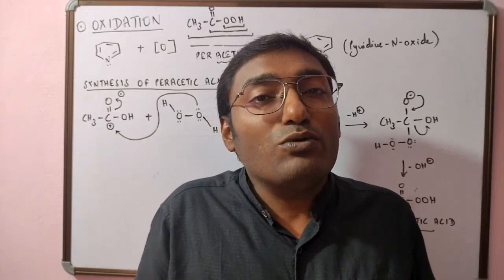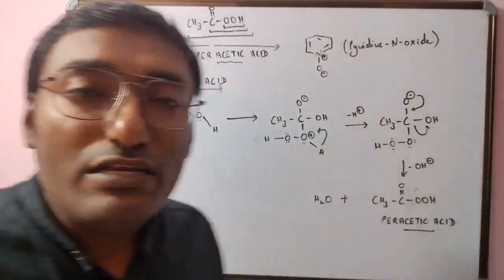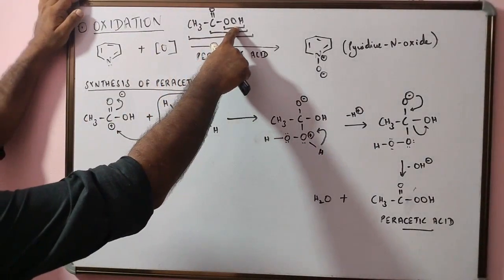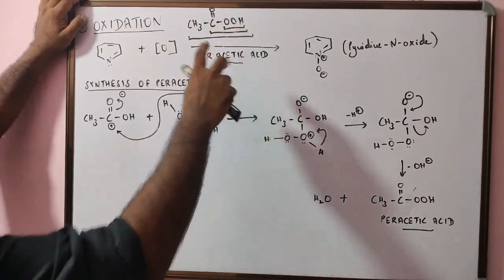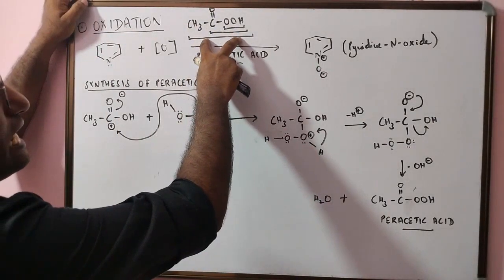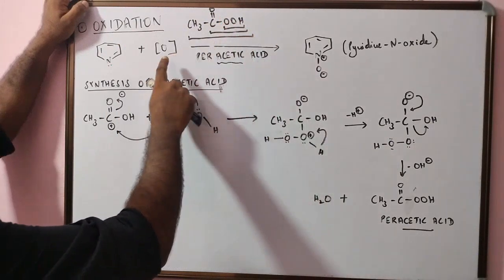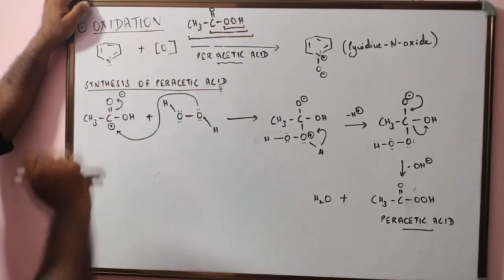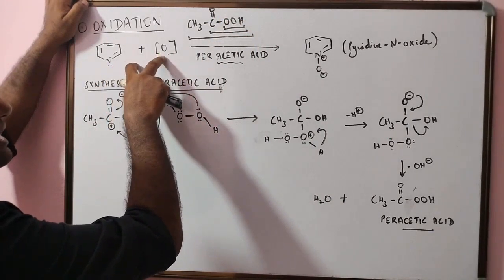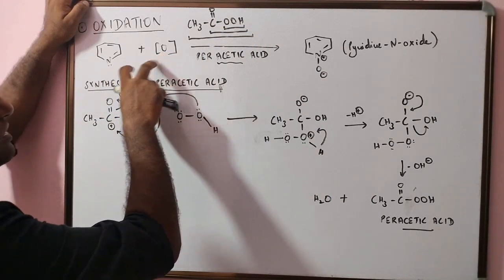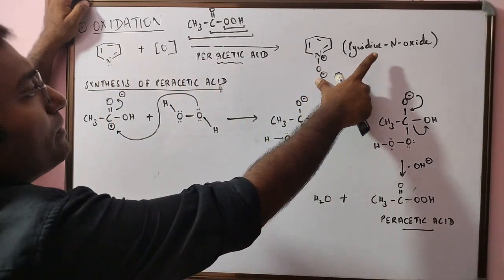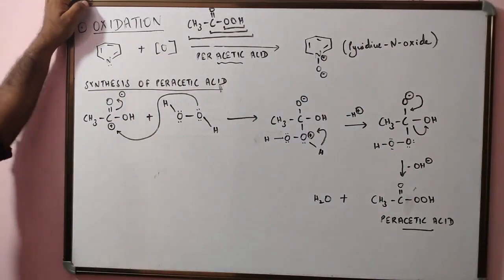Well, to understand how this oxidation works out, we need to understand three things. Number one, what is peroxy acid and how peracetic acid is formed. Number two, how the peracetic acid decomposes itself to yield nascent oxygen. And number three, in what form the interaction takes place between nascent oxygen and the nitrogen of the pyridine ring to produce pyridine N-oxide.